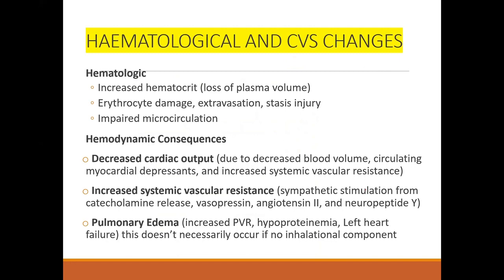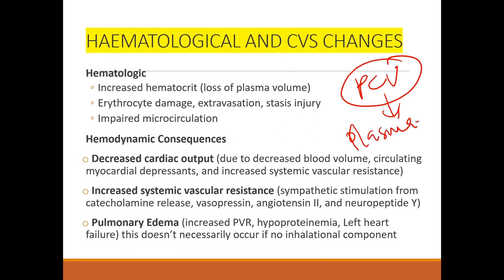Now, what are the hematological and cardiovascular changes that occur in burns? The hematologic changes: there is increased hematocrit due to loss of plasma. So you get a falsely elevated PCV, because PCV depends on plasma level. So, erythrocytes, red blood cells, are damaged, okay, and there's extravasation and stasis injury. And because of the stasis, there are microthrombi that clog the microcirculation. There is impaired microcirculation.